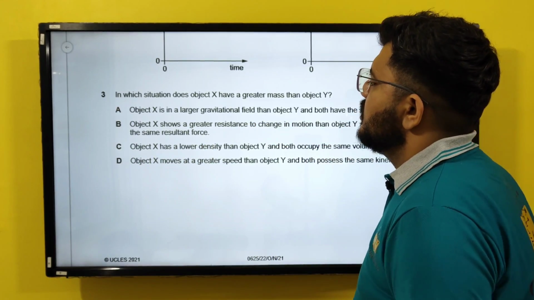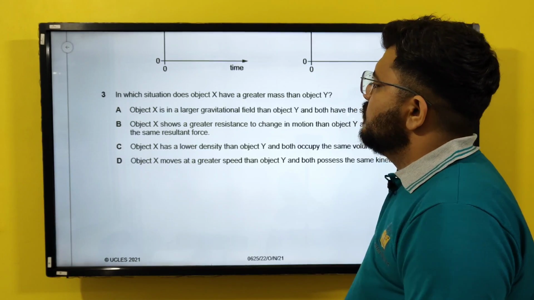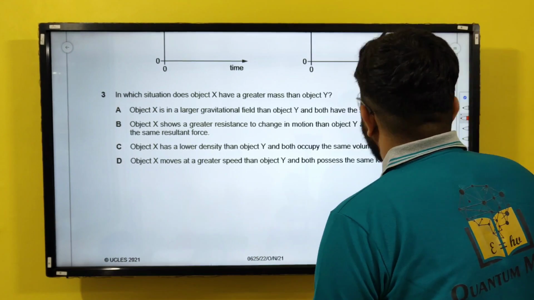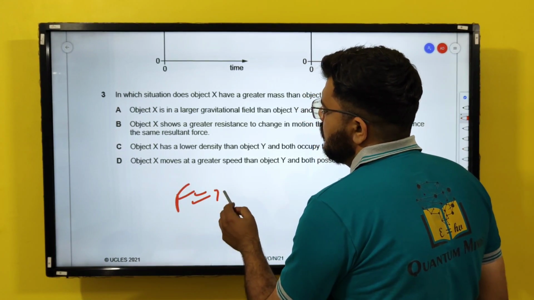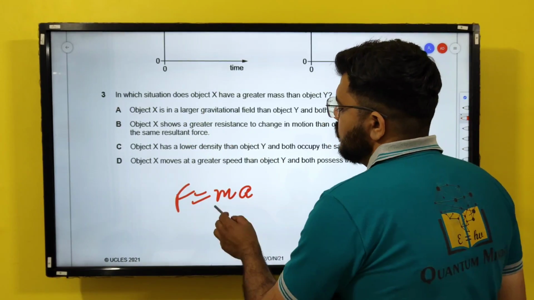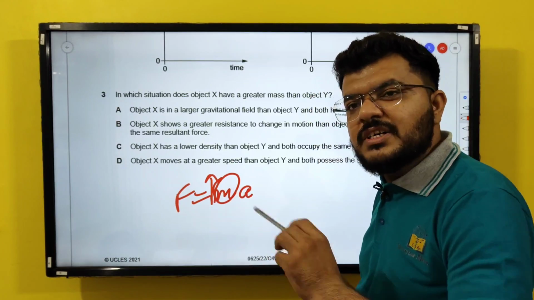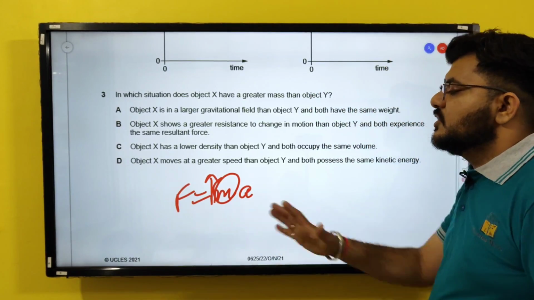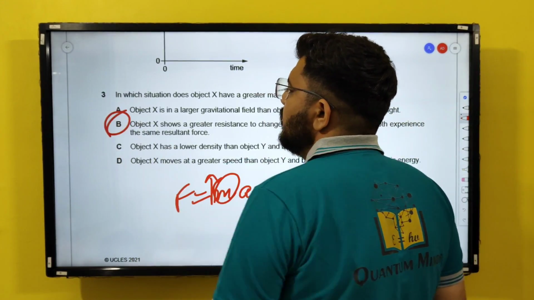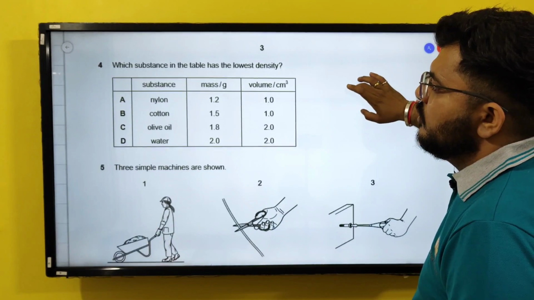Option B, object X shows a greater resistance to change in motion than object Y and both experience the same resultant force. So for the same force, object X shows greater resistance, which means the inertia is more. Inertia is dependent on mass, right? Inertia and mass are different things, but inertia is dependent on mass, so the mass is higher. So option B is the correct answer, right?